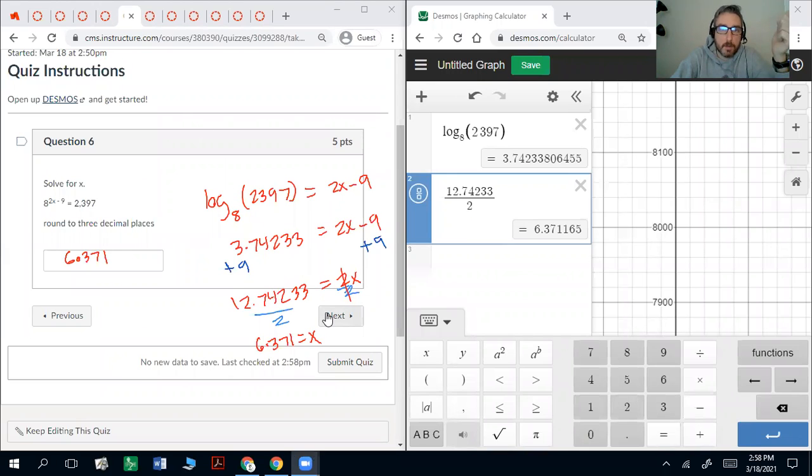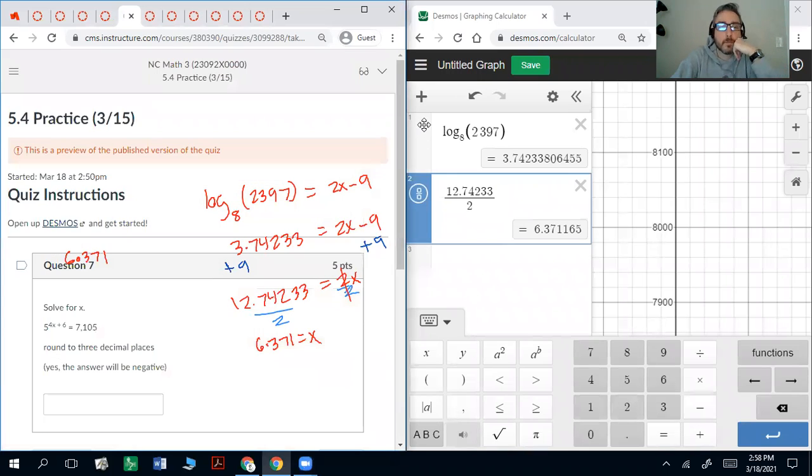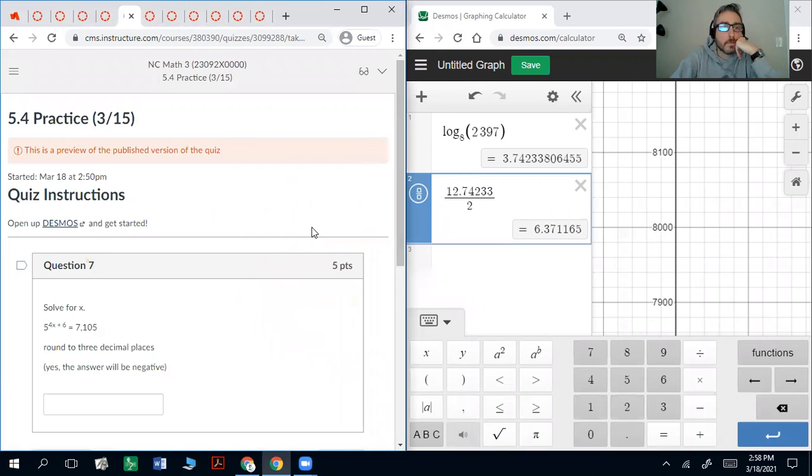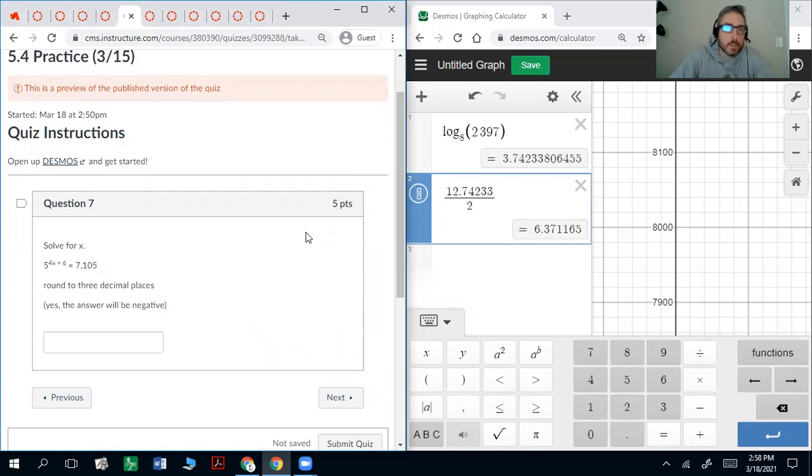All right, question 7. Okay, question 7's like 6. So another one of these, log base 5 of 7105 is equal to 4x plus 6.